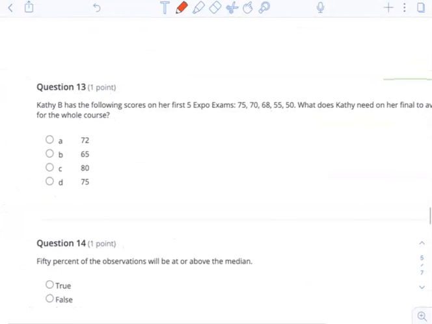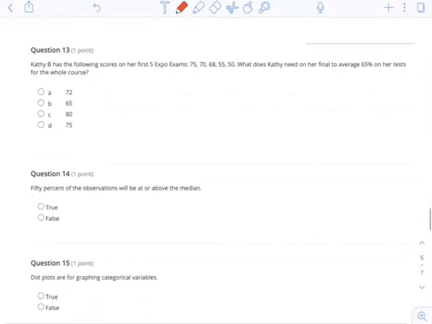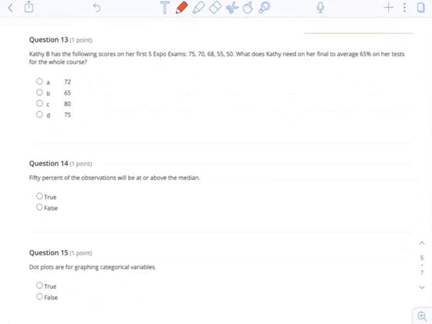All right, so we have to review one like this here with looking for a specific average. They're going to give you some test scores, and then what does the person need to average a certain amount? And we have to figure out how to solve that. So the way we do that, let's read the question. Kathy B has the following scores on her first 5 exams: 75, 70, 68, 55, and 50. What does she need on her final to average 65% on her test for the whole course?